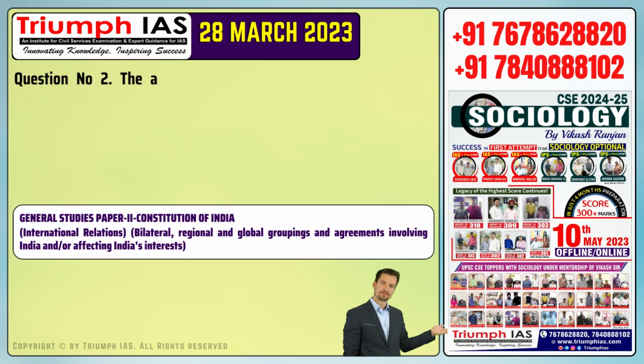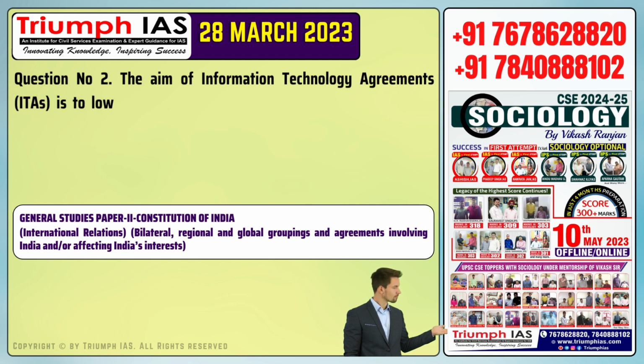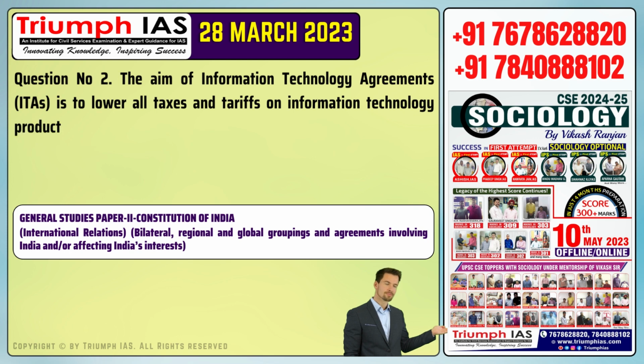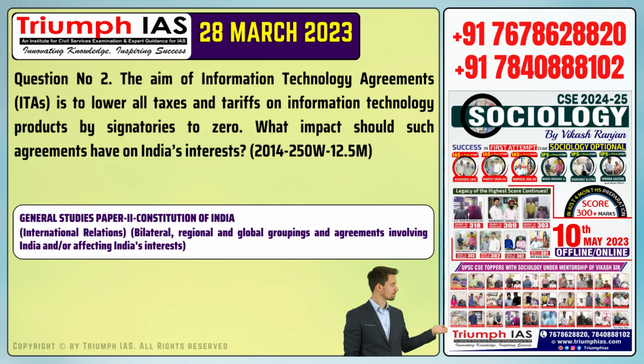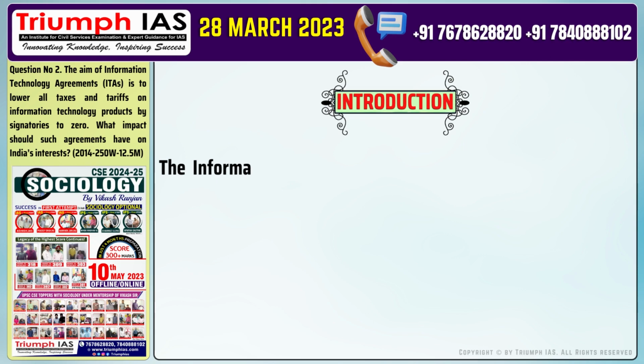Question number 2. The aim of Information Technology Agreements (ITAs) is to lower all taxes and tariffs on information technology products by signatories to zero. What impact should such agreements have on India's interests? Let's start with the introduction of the answer.